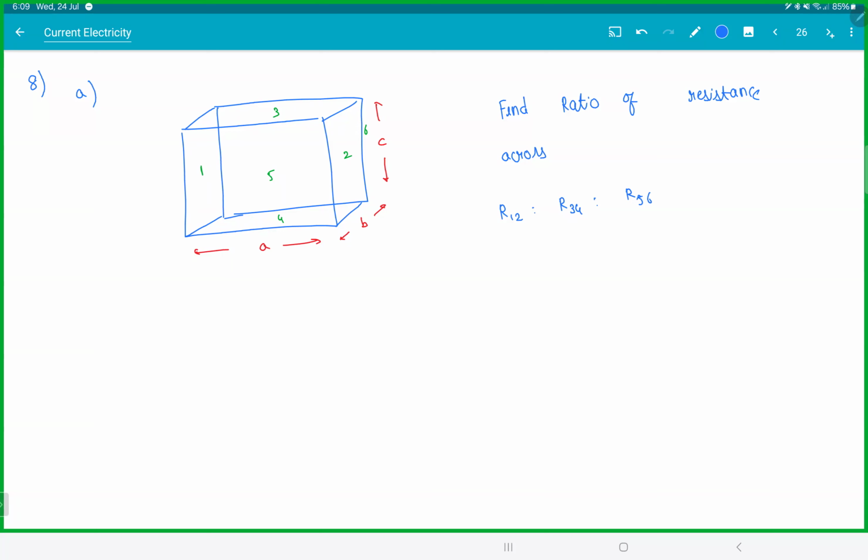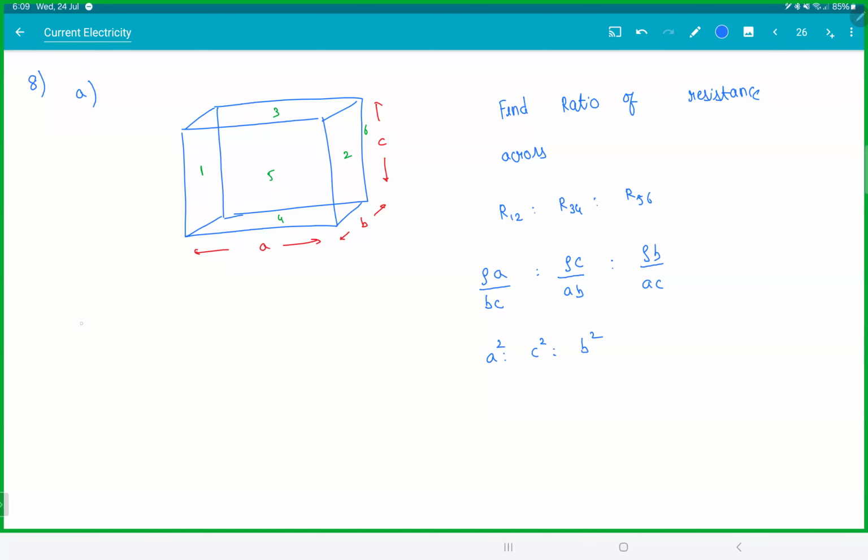It depends. So if you look at R12, you're going from 1 to 2. So rho, length will be A and the area will be BC. When you go from 3 to 4, the length will be C and the area will be AB. And this will be rho B by AC. Multiply and divide by A. So this is A square is to C square is to B square.